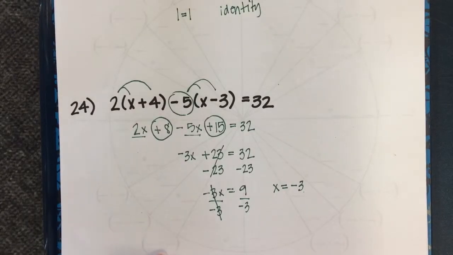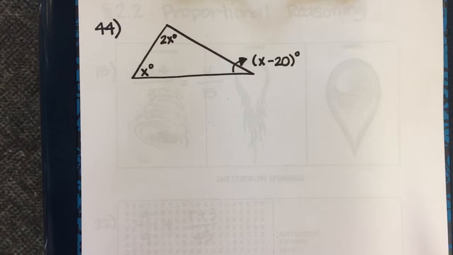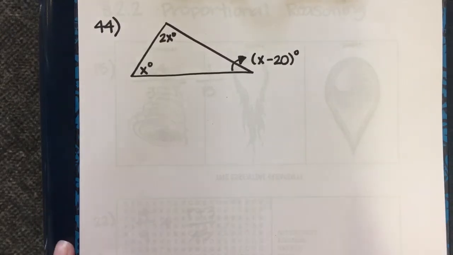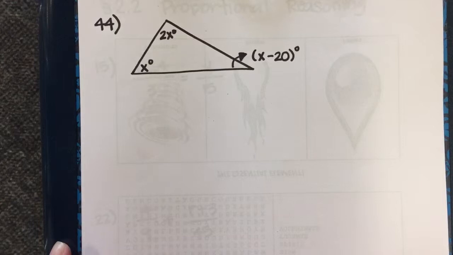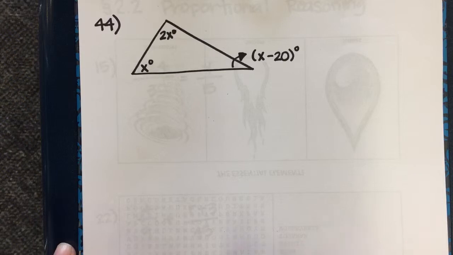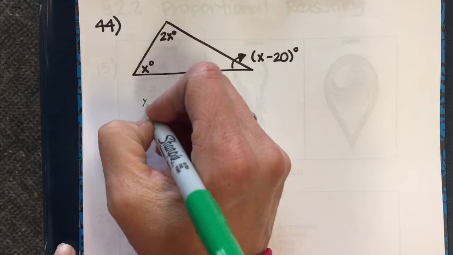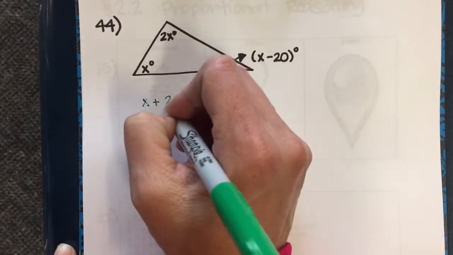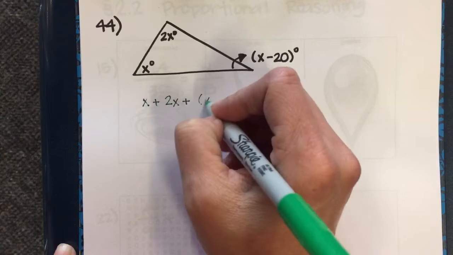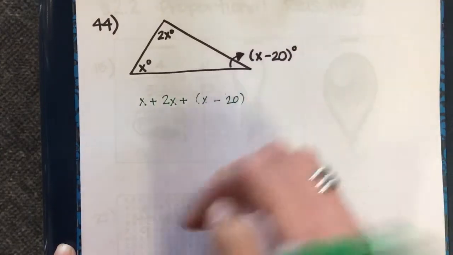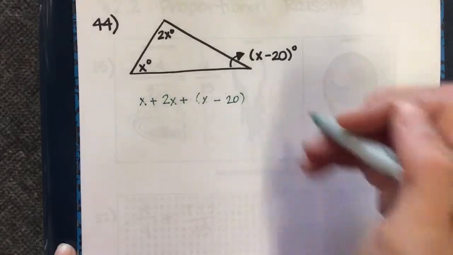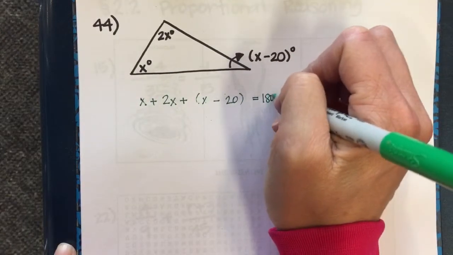So the last one, people have a difficult time sometimes setting this one up. It gives you a triangle, and it gives you 3 measures. It says find the measure of each angle. So they just want you to go back to your geometry. Remember that the 3 angles of a triangle, the sum is 180. So if we set up an equation and we add x plus 2x plus x minus 20, there are the 3 angles of the triangle, and their sum is 180.